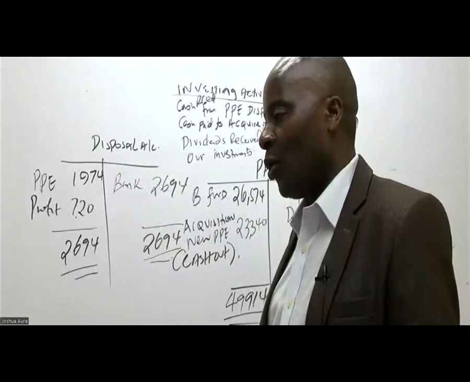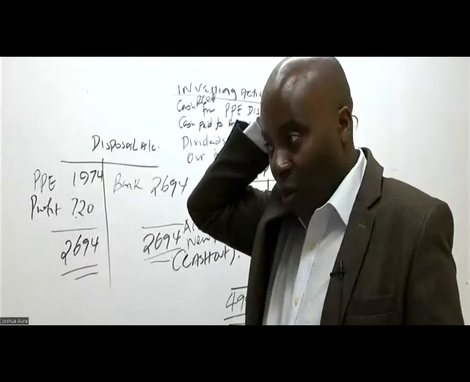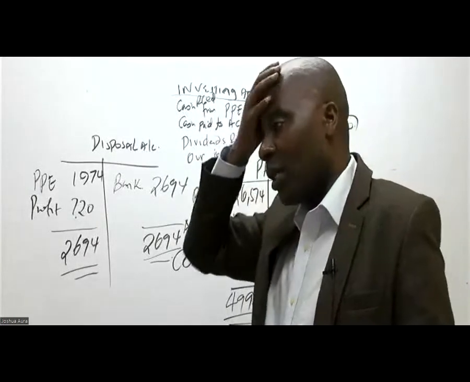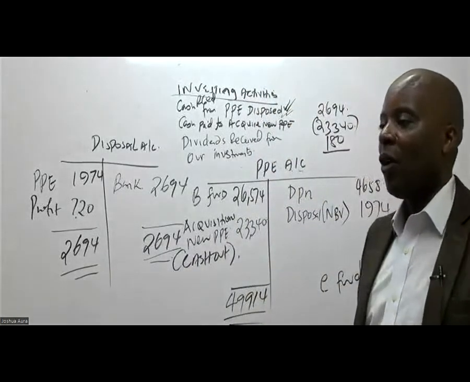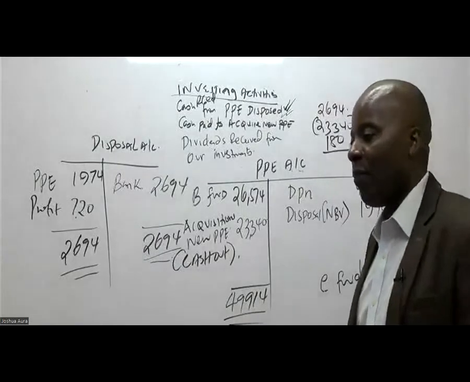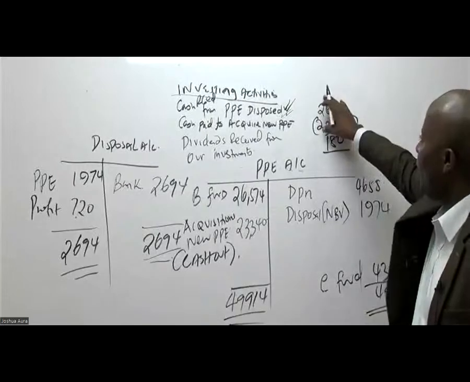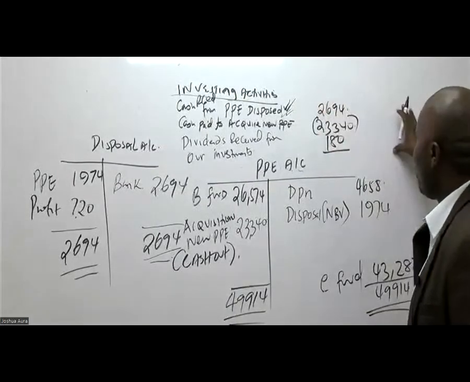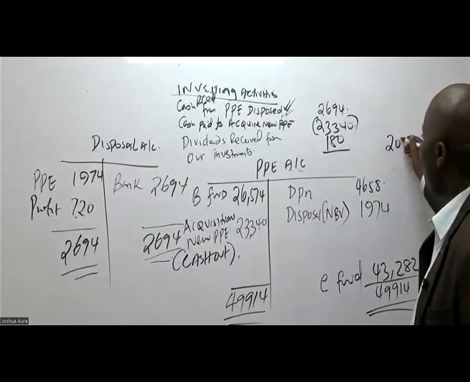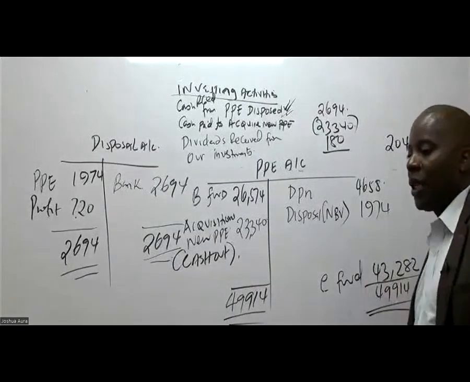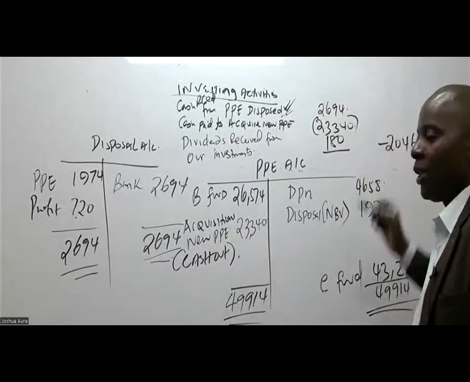So in this case here, investing activities, how much are we talking about? Remember, not everything, just the three I put here. 20,466. Negative, right? Negative cash outflow. Thank you very much.